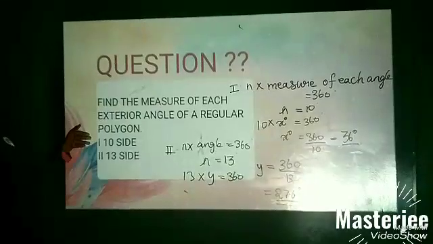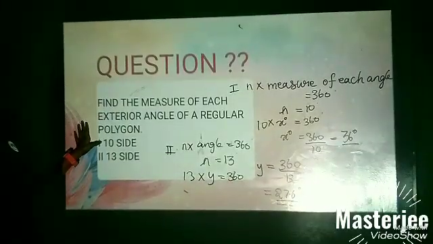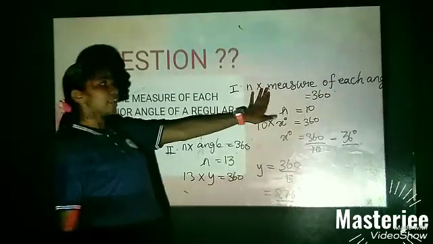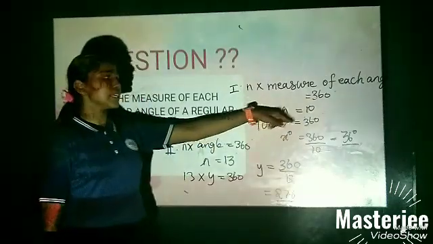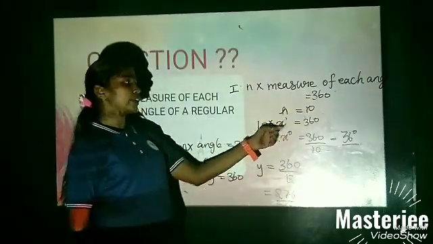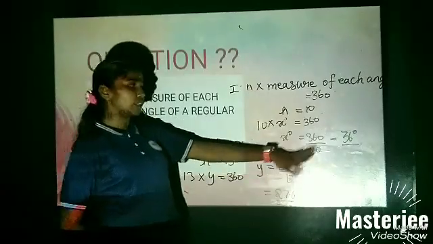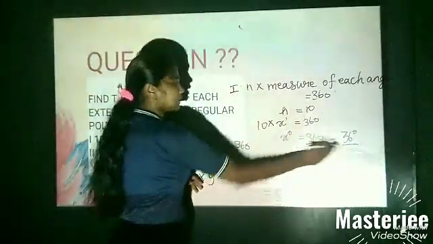And there is another question. Find the measure of each exterior angle of a regular polygon. The first one has 10 sides. So n into the measure of each exterior angle is equal to 360 degrees. Here n is equal to 10. So 10 into x is equal to 360, so x is equal to 36. So the measure of each exterior angle here is 36 degrees.